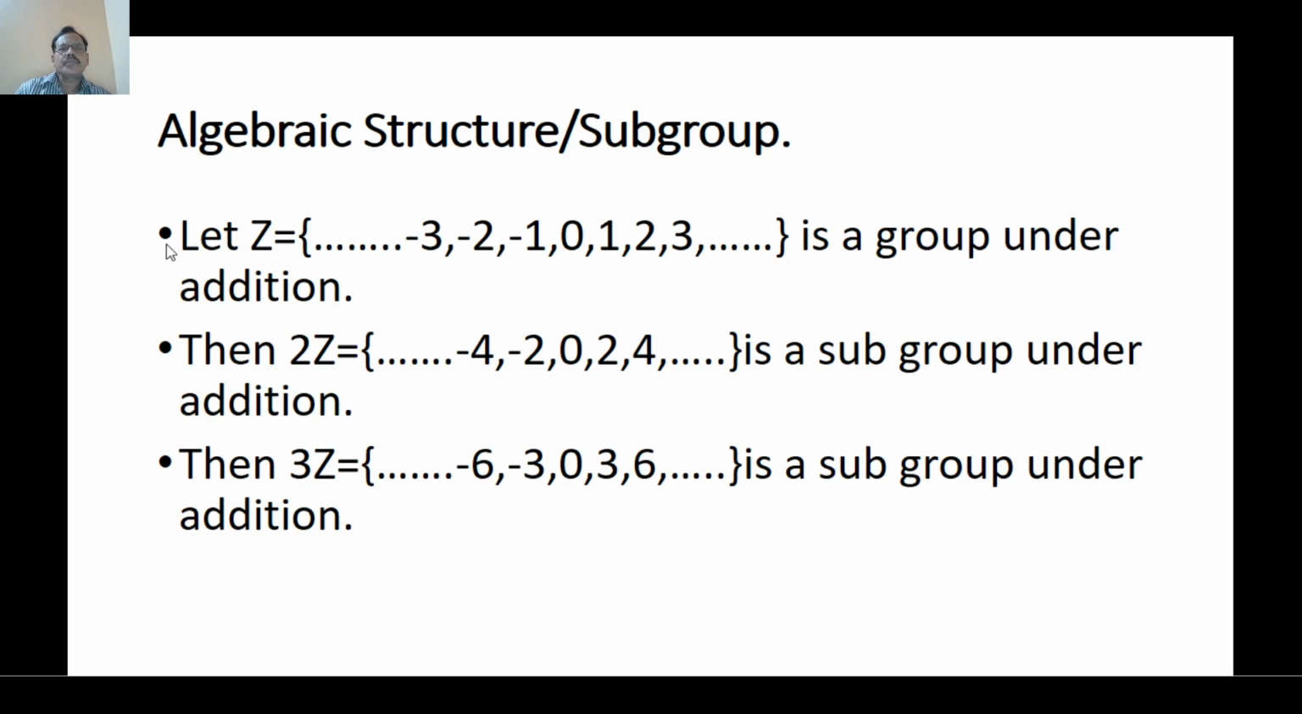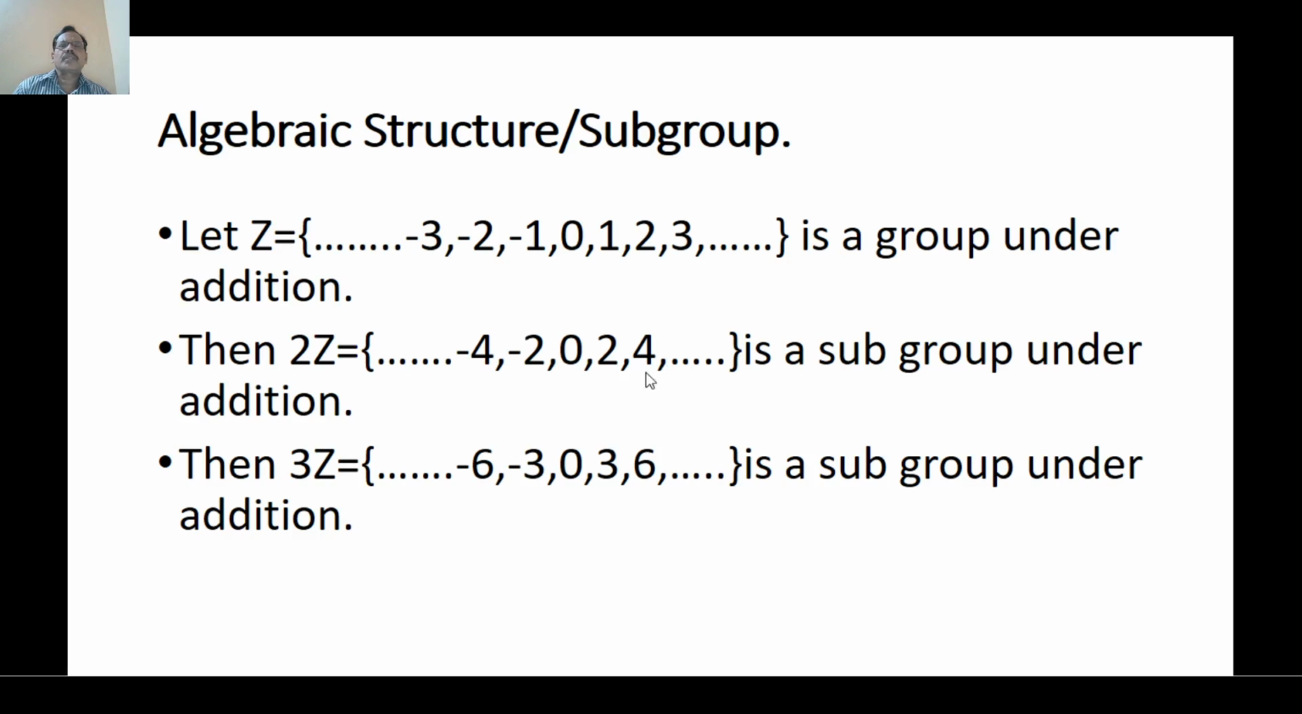Next, you take this subset first: 2Z, the multiples of 2, consisting of -6, -4, -2, 0, 2, 4, 6 and so on. You observe that 0 acts as the identity element under addition, -2 is the inverse of 2, and -4 is the inverse of 4. Clearly 2 plus 4 is 6, -2 plus 2 is 0, -4 plus 4 is 0, and -2 plus 4 is 2, so it satisfies the closure property.